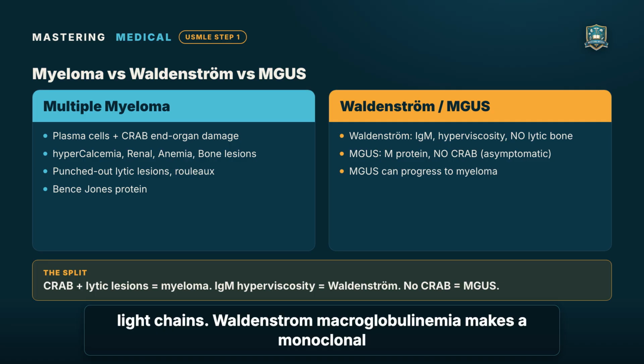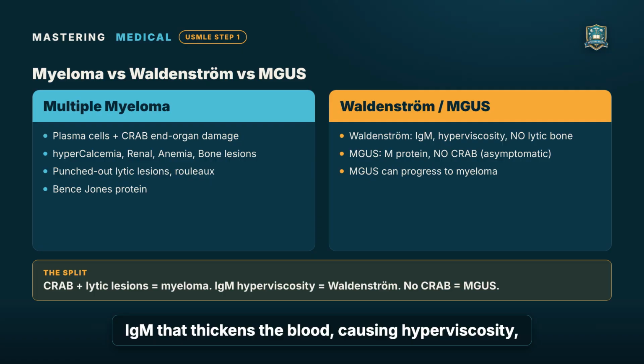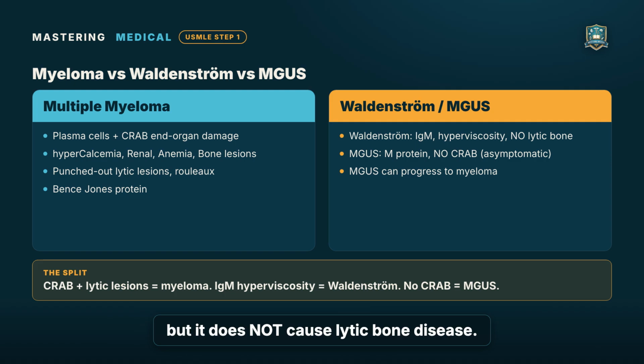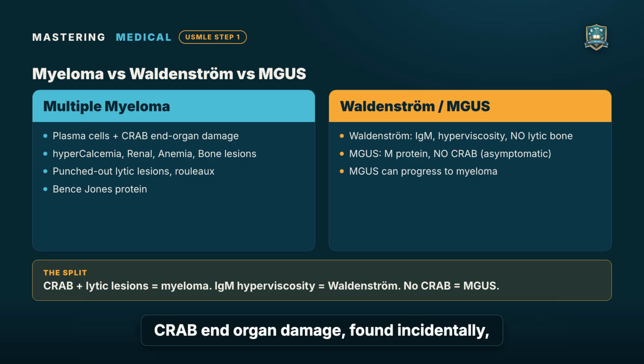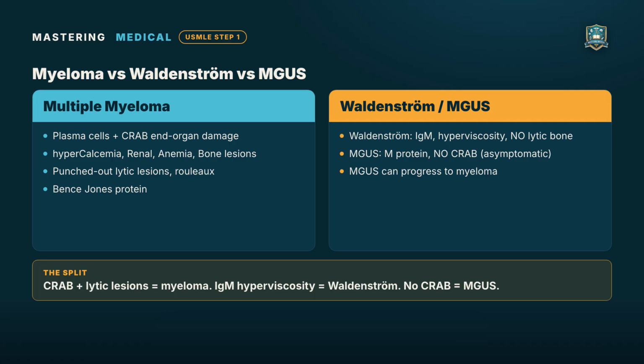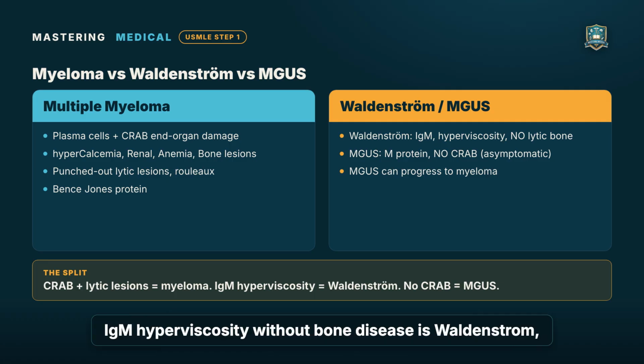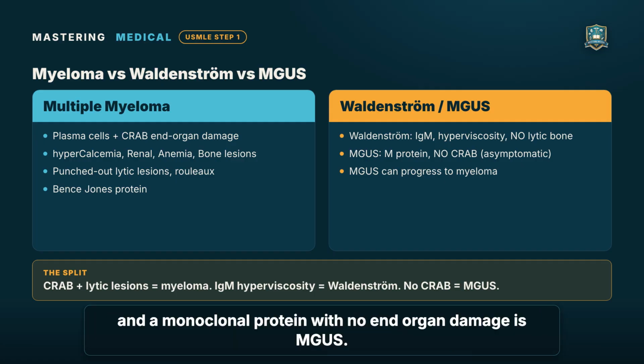Waldenstrom macroglobulinemia makes a monoclonal immunoglobulin M that thickens the blood, causing hyperviscosity, but it does not cause lytic bone disease. MGUS is the benign precursor, a monoclonal protein with no CRAB end organ damage, found incidentally, that can slowly progress to myeloma. So CRAB with lytic lesions is myeloma, immunoglobulin M hyperviscosity without bone disease is Waldenstrom, and a monoclonal protein with no end organ damage is MGUS.